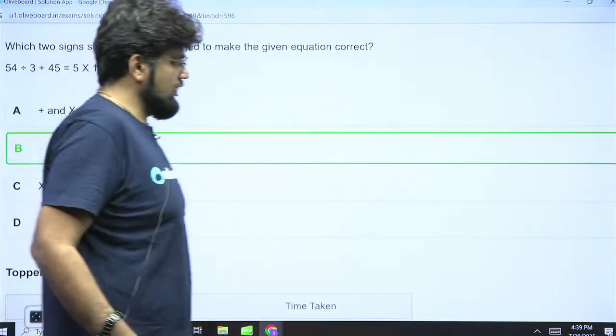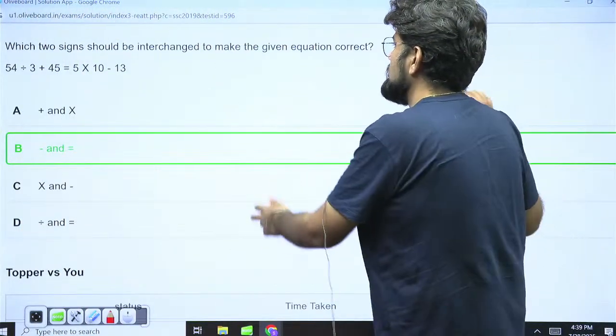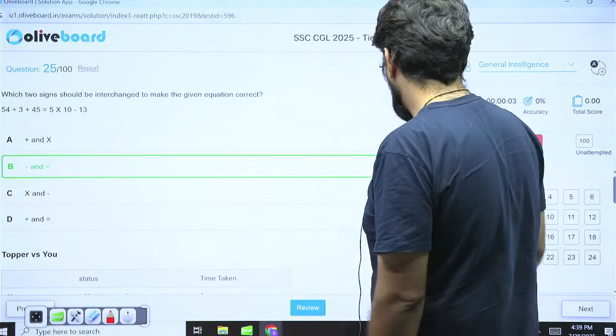Okay, so with that we are done with the logical reasoning section of the live mock which was discussed, which was conducted over the weekend.